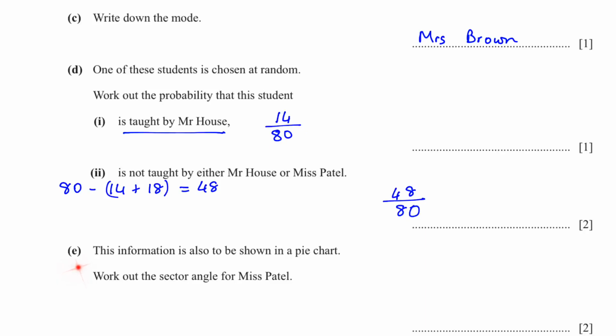In E, they are asking us to show this information in a pie chart, and we have to work out the sector angle for Miss Patel. When you want to find the sector angle, you will write the number of students of Miss Patel, which is 18, over the total number of students, 80, and multiply it by 360. So the answer is 81.